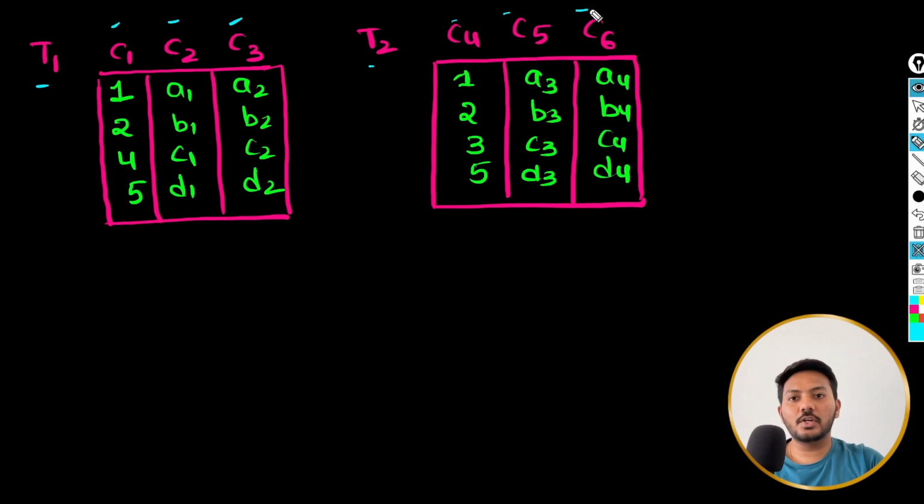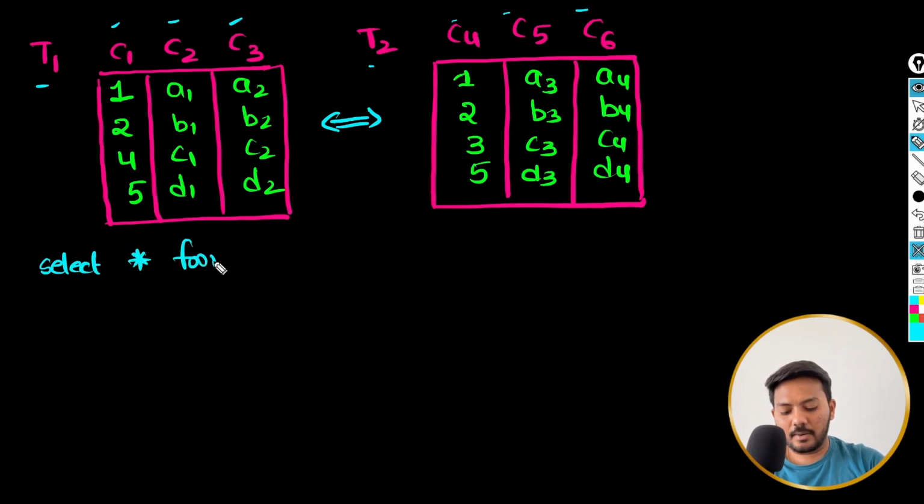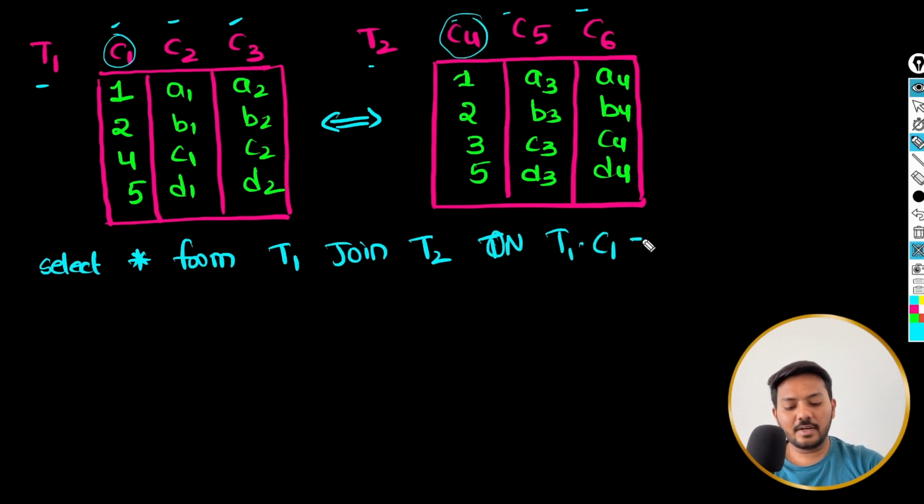So in the previous video, if I want to do join on these two columns, how would I do it? I will say select star from T1 join T2, and we will say I want to join on C1 and C4. So it would be T1.C1 equal to T2.C4. So what it will do, basically if you do specify join, this is basically inner join.